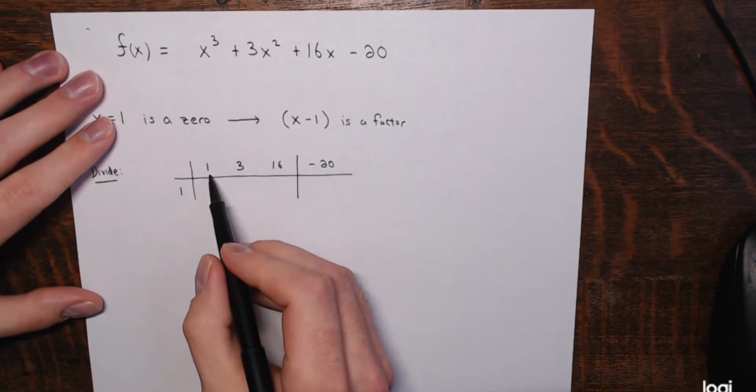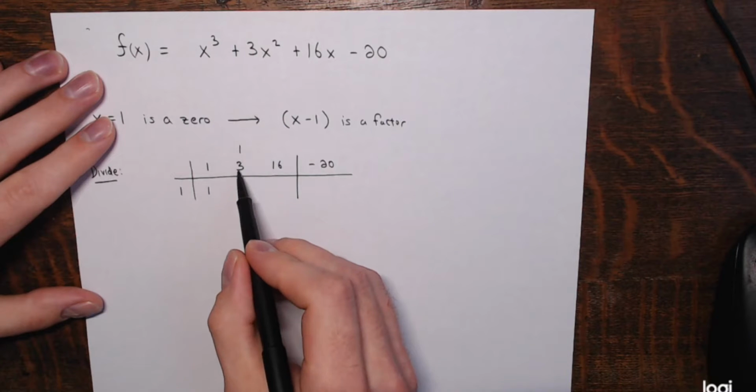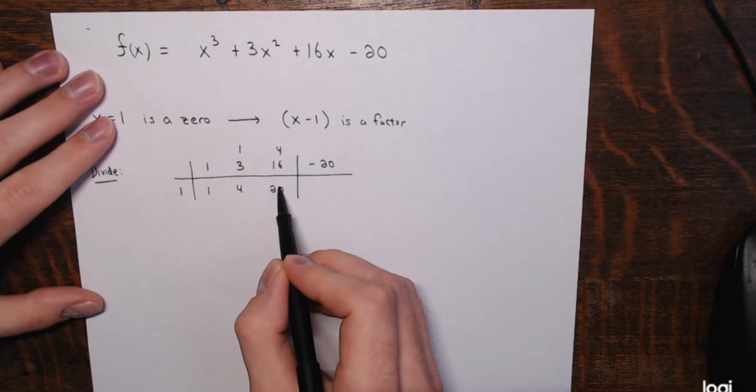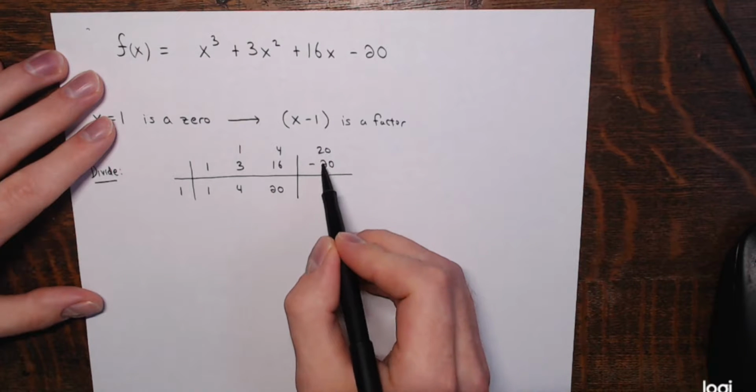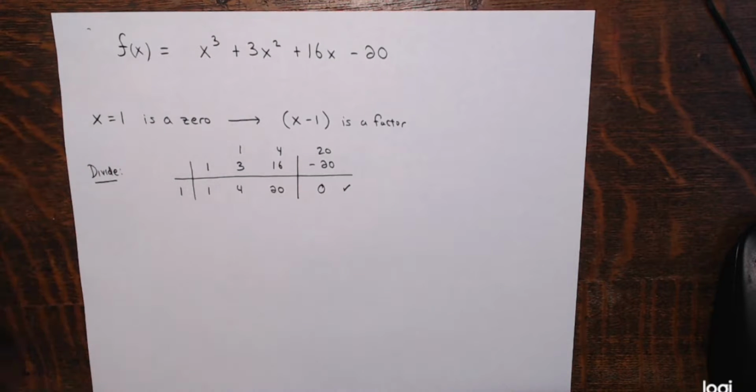And then I perform the synthetic division. Drop the first coefficient. 1 times 1 is 1, plus 3 is 4. 1 times 4 is 4, plus 16 is 20. 1 times 20 is 20, plus negative 20 is 0. Hooray, right? So what they said was correct.